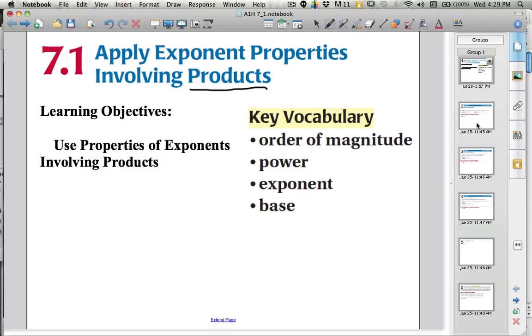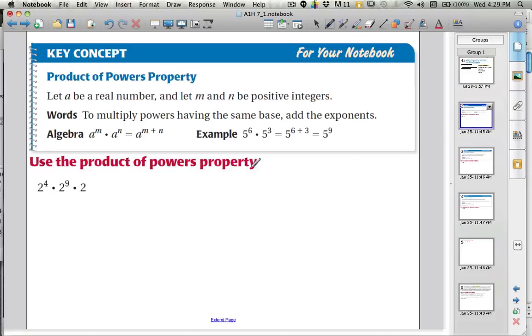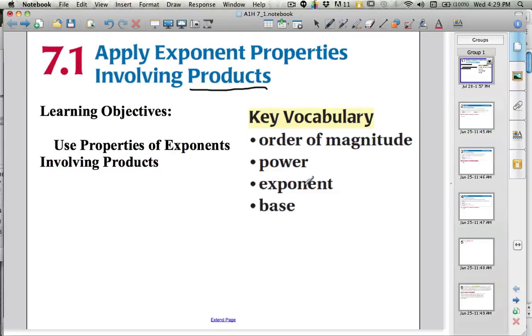When you think about a power, it is something like a to the n power. The exponent here would be n, and the base would be the a. So a is the base of the power, n is the exponent, and together the two items are a power.